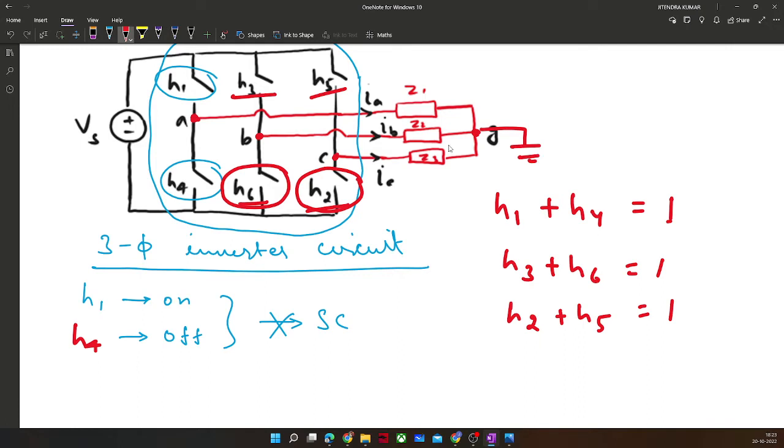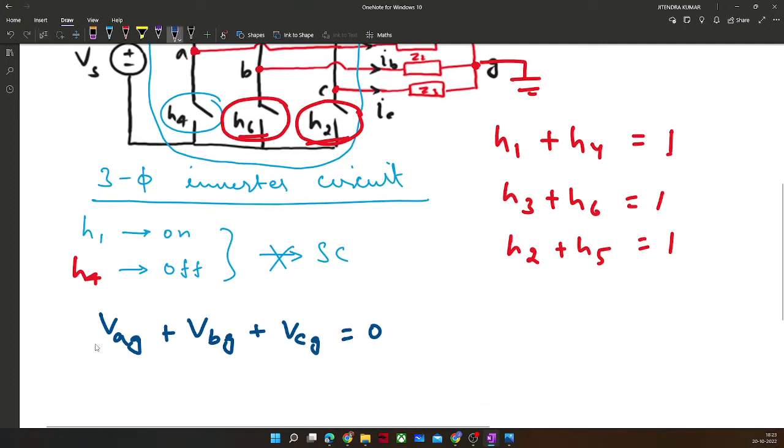So the voltage across the load should be balanced. Three-phase load should be balanced. We generally consider the case for balanced load. So the condition will be there. We can write in that manner that VAG plus VBG plus VCG should be equal to 0. Agree? So after writing this, now we need to find out the switching instant or switching waveforms.